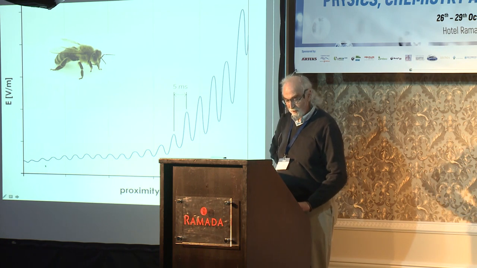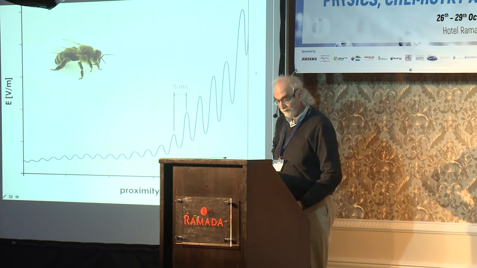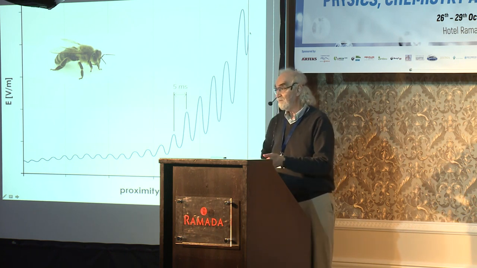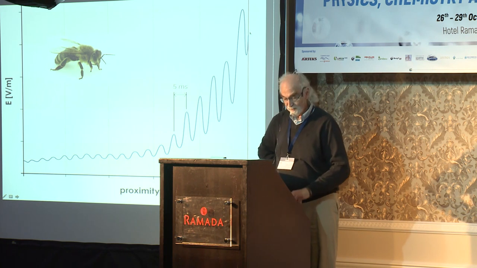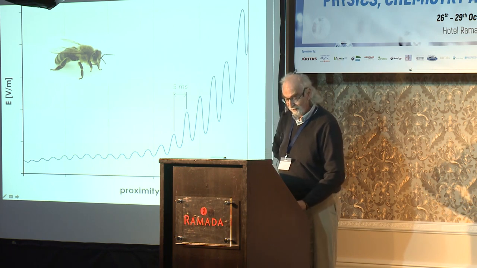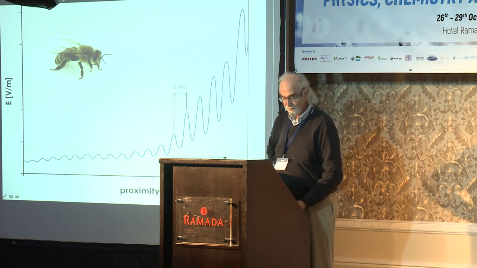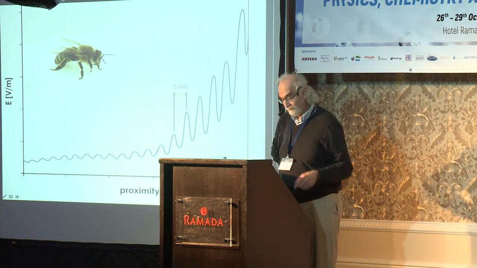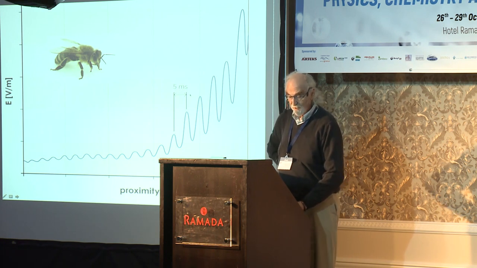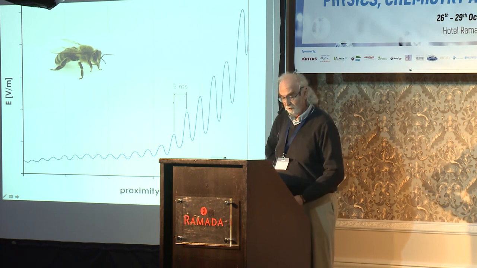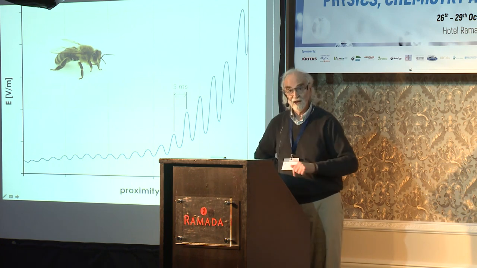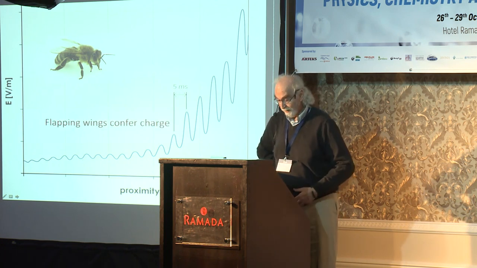And as the bee was approaching, the first thing is that the electric field increased. And this is what you might expect if the bee contains some charge. But even more interesting, there was a frequency that occurred, with 5 milliseconds in between, and that was exactly the wing beat frequency, 5 milliseconds between wing beats. So it looks not only that the bee is charged, but that the wings, the flapping of the wings, have something to do with the magnitude of the electric charge that was measured.